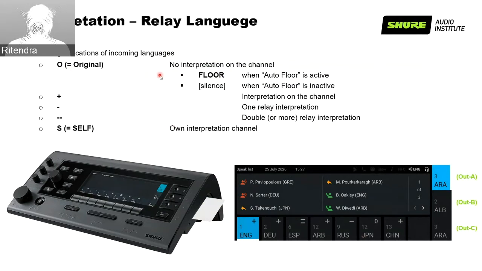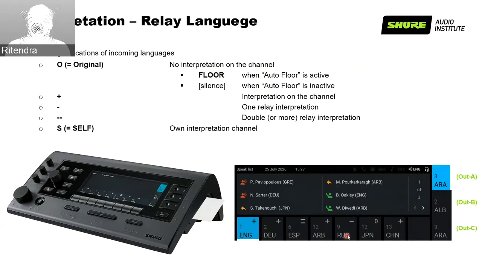0 is basically no interpretation on the channel. Nothing is happening. When you have plus, it means interpretation on the channel. So if, suppose, a French interpreter is interpreting, another interpreter can see plus and understand, okay, the interpretation is happening in French. Minus means one relay interpretation.